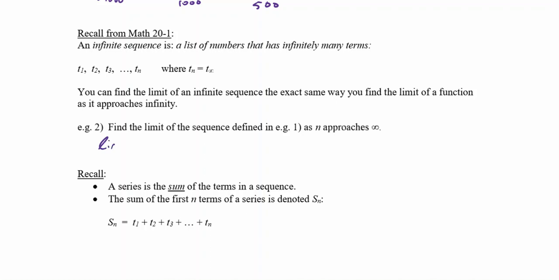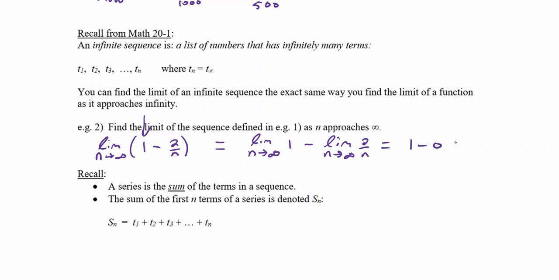So we'll say the limit as n approaches infinity of 1 minus 2 over n. What would that be equal to? 1. Yeah, let's do it right. This would be the same thing as the limit as n approaches infinity of 1, just this first term, minus the limit as n approaches infinity of 2 over n. So this would be the same thing as 1 minus 0. So this is equal to 1.